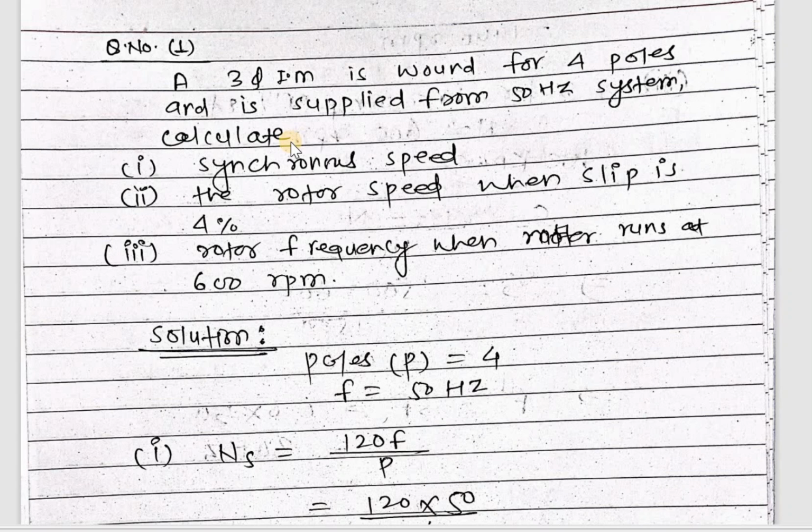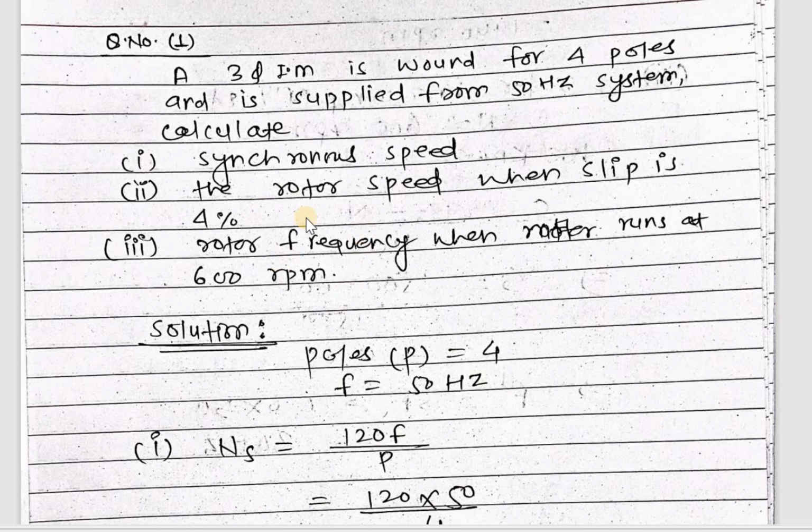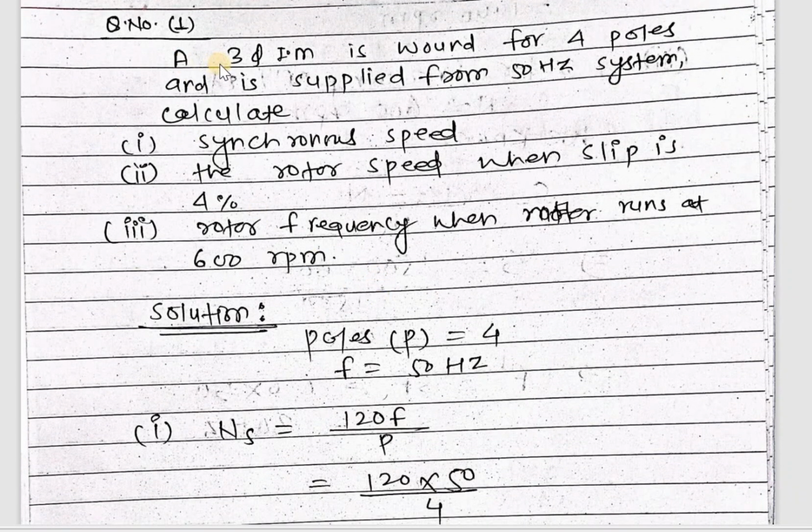And today our numerical problem is based on polyphase machine. In this video, we have almost 5 numerical problems, and this question is frequently asked in the exam of Pokhara University. Each is of similar type. So the first numerical problem is, a three-phase induction machine is wound for 4 poles and is supplied from a 50 Hz system.